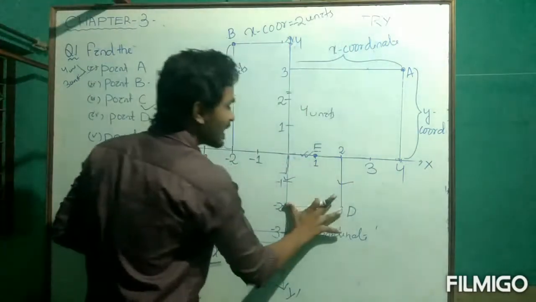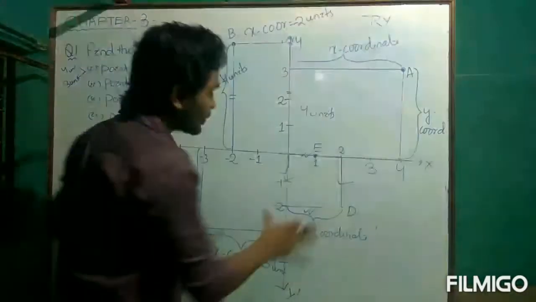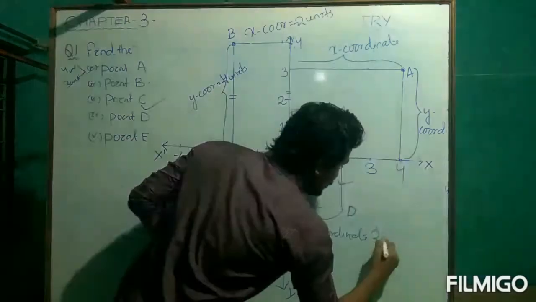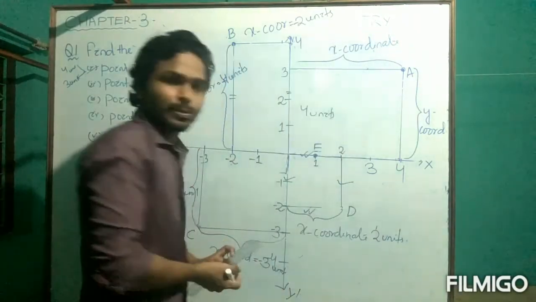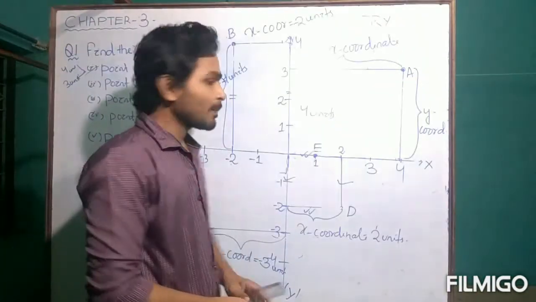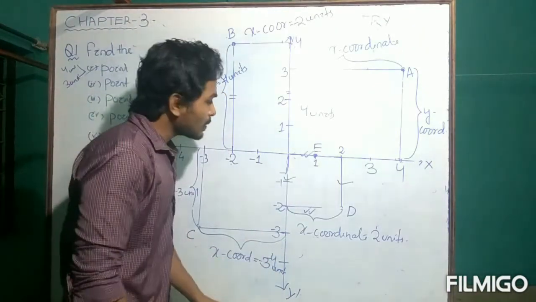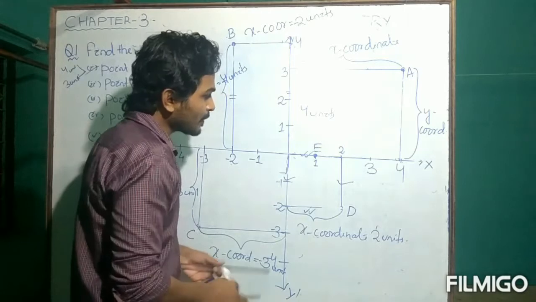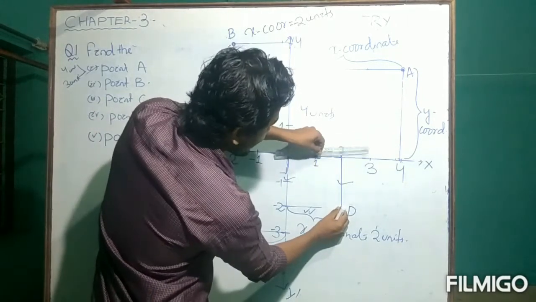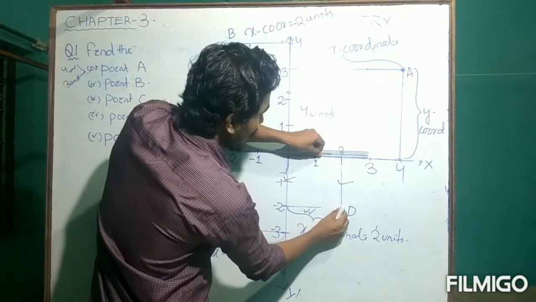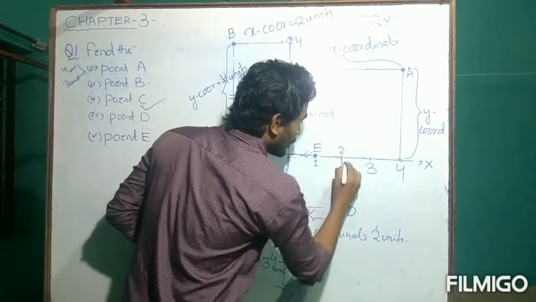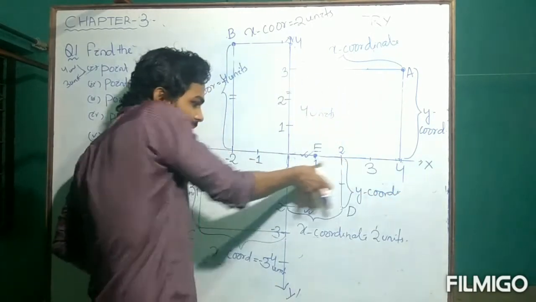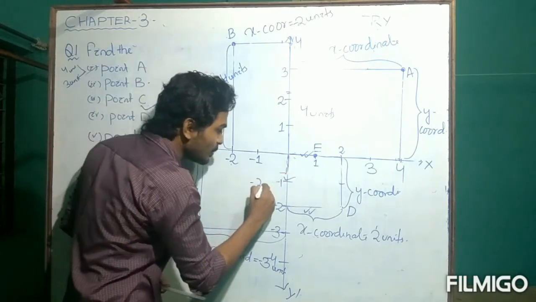Now this distance is equal to this distance. If it is, how many units? 2 units, then this must also be 2 units. Understood? Now we have to find its y coordinate. The y coordinate means the perpendicular distance from the x-axis to the point. This is our point, this is our x-axis. This distance is its y coordinate, and this distance is equal to this, and it is minus 2 units.